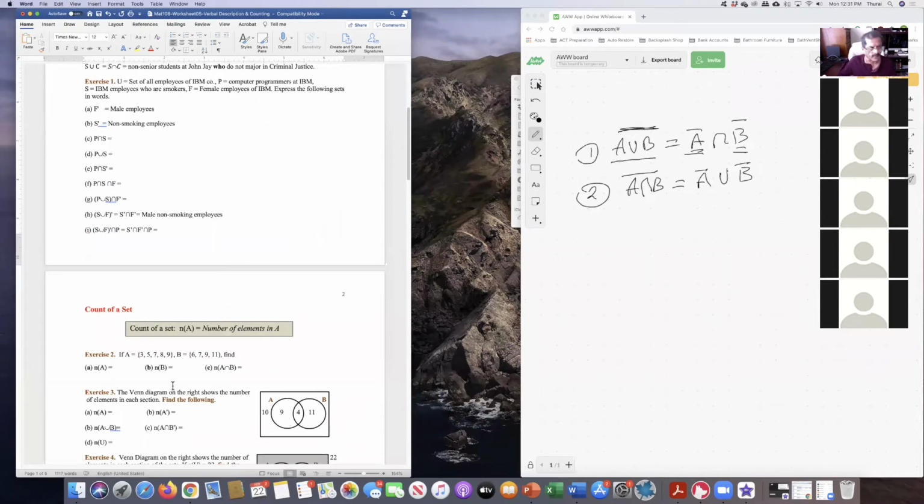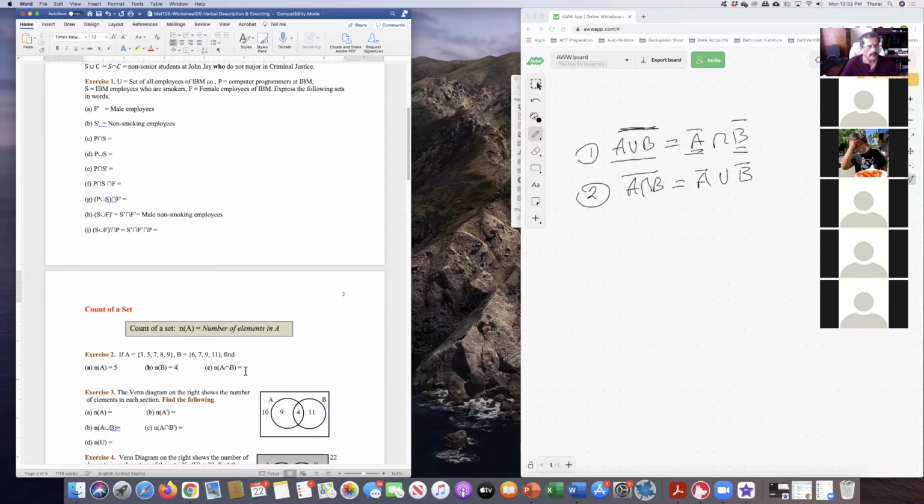Let's move on to count of a set. Count of a set means the number of elements in that set, the count. So the notation is n parentheses A. Whenever you see this notation, you need to know that it is the count of the set A. It represents the number of elements in A. It's a very, very simple concept. So if A has these elements and B has these elements, count of A means how many elements are there? 5. Right. Count of B is 4.